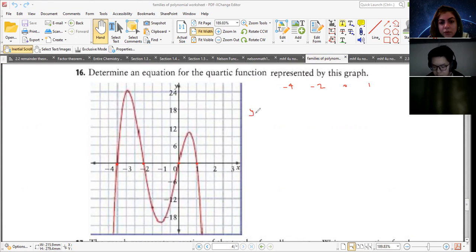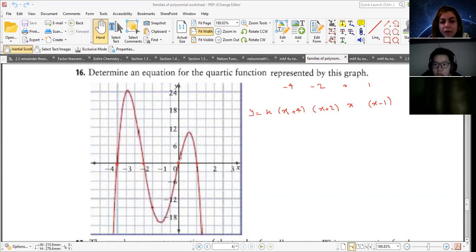So y equals k, where k is a constant. For -4, it becomes x plus 4. For -2 is going to be x plus 2. For 0 is just x. X plus 0 is the same as x. And here for 1 is x minus 1.